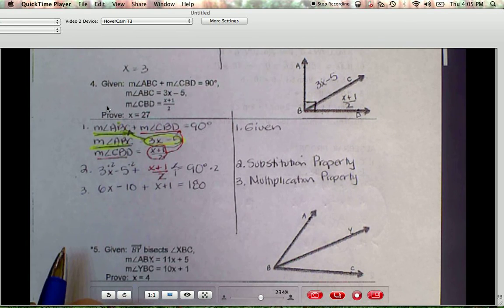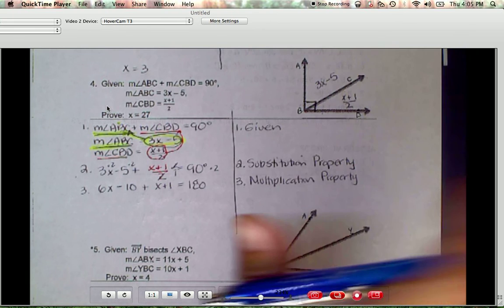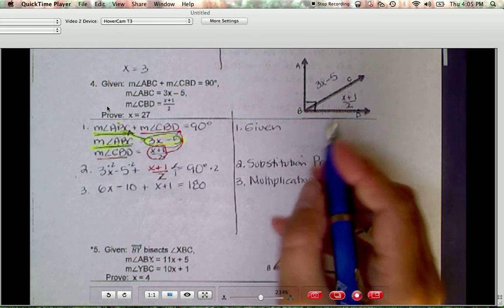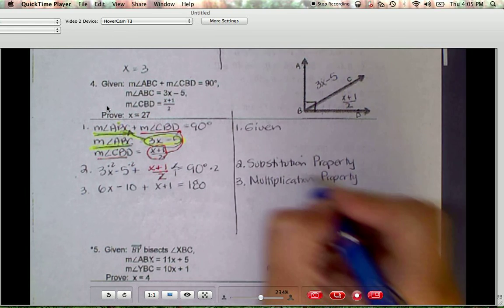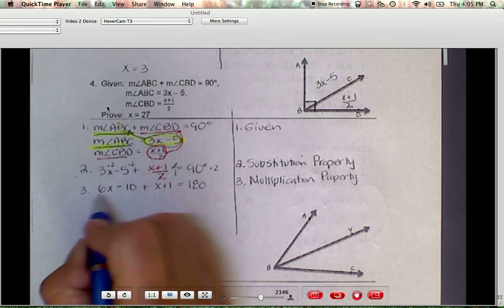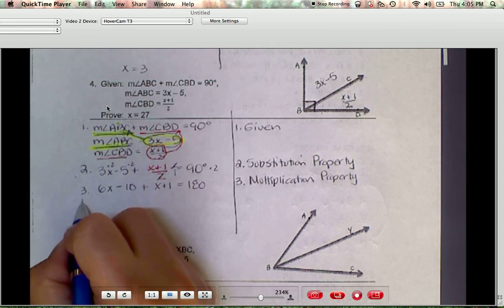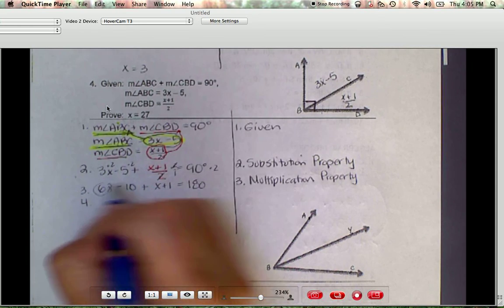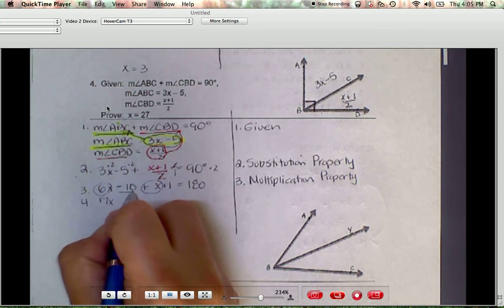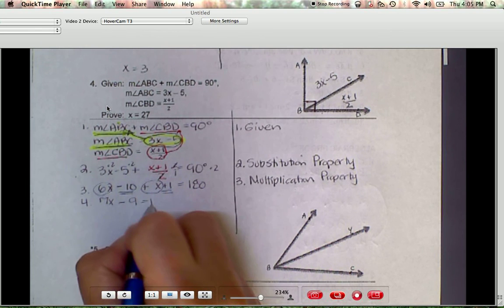So what do we need to do? I told you there are 6 steps. So if you're working this out on your own, you could possibly do it a much longer way. In order to keep it short, what you want to do is go ahead and combine like terms. You want to simplify this whole left side before you start moving anything around. So in step 4, we want to simplify 6x plus x would give us 7x. Negative 10 plus 1 would give us negative 9 equals 180.